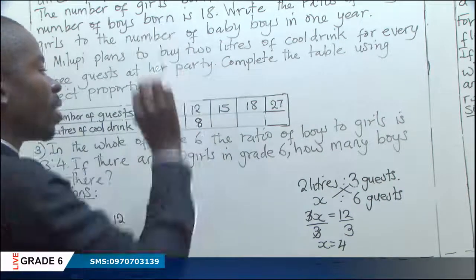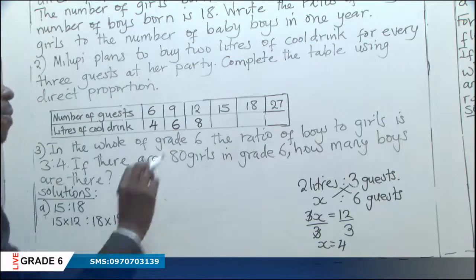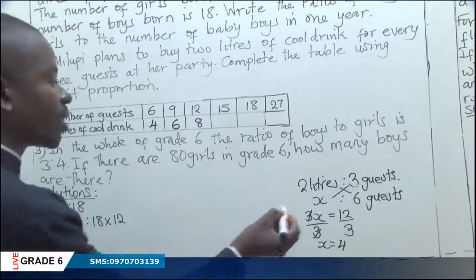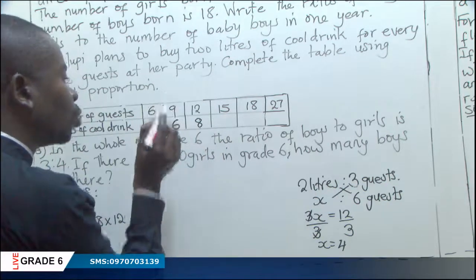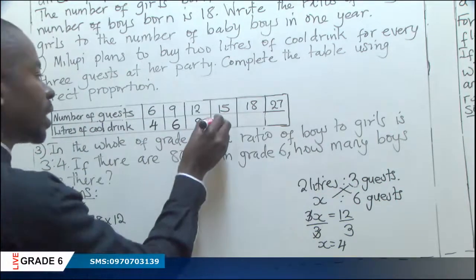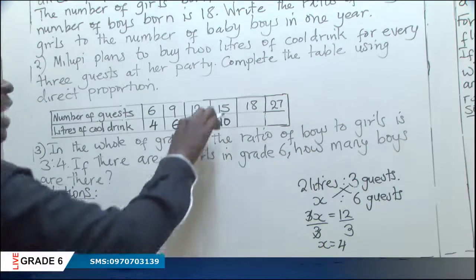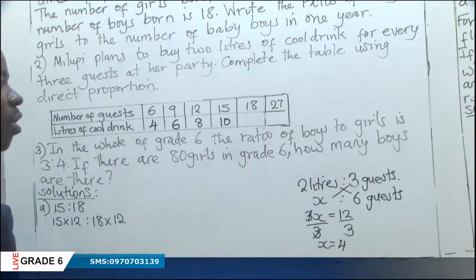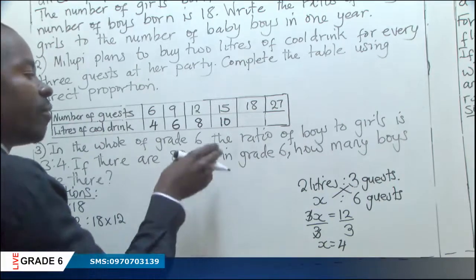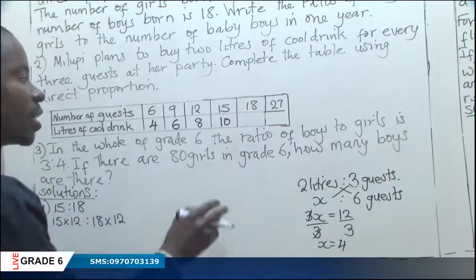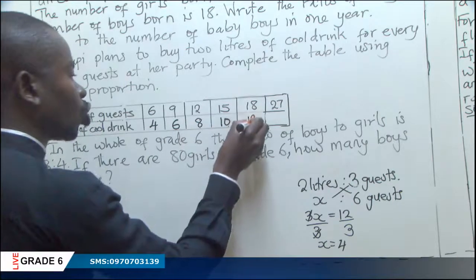Again, boys and girls, 3 more girls have been added, and the number becomes 15. So from 15, it means that the 2 liters that we have for 3 girls, we are going to add 2 to 8 to make the number what? 10. Since we've added 2 liters to 8, it has become 10. Again, 3 more girls have been added, and the number has become 18. So we know that for 3 girls, he has to buy 2 liters. Therefore, we are going to add 2 to 10 to make the number 12.